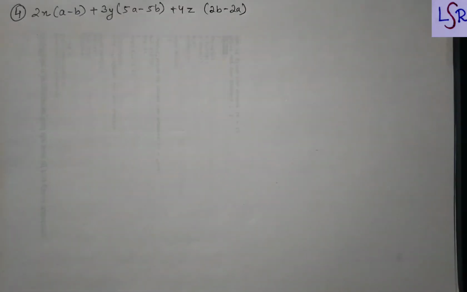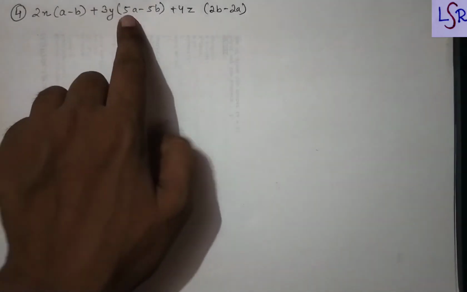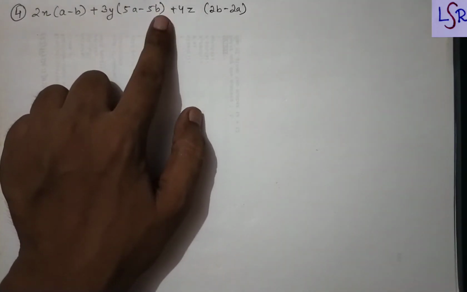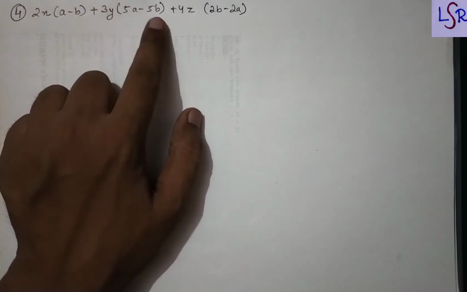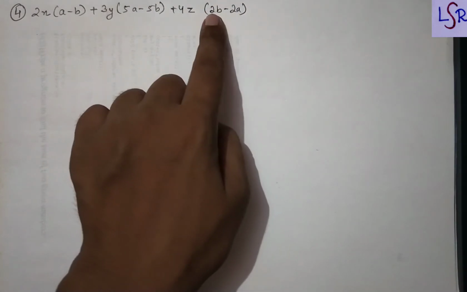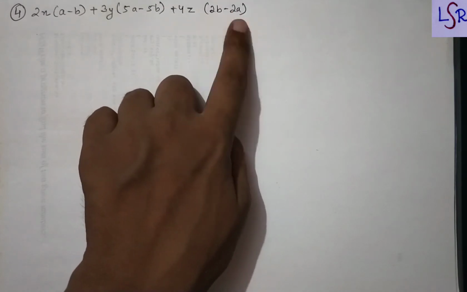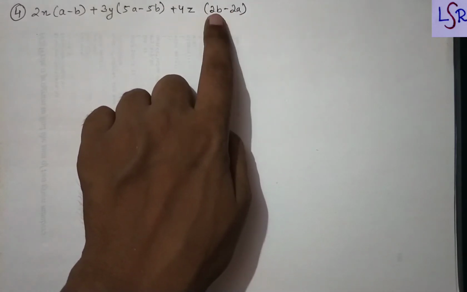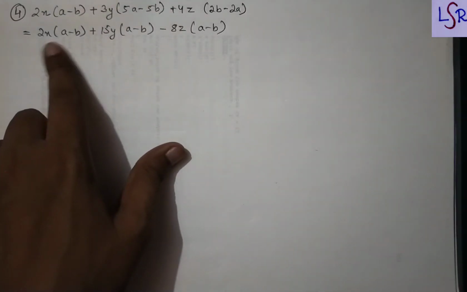Now let's see the fourth question. Here we have to factorize this expression. Here we see we are having a minus b in this bracket, and here it is 5a minus 5b. If we take 5 common from these two, we will again get 5 times a minus b in a bracket, and from these two we are having 2b minus 2a. This means we have to take minus 2 common from these two, so that we may get a minus b in the bracket.